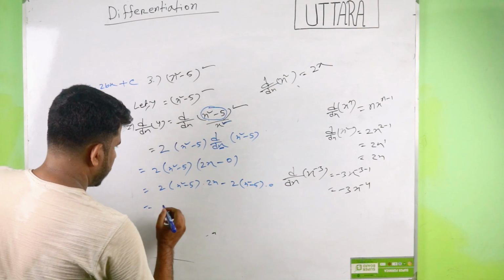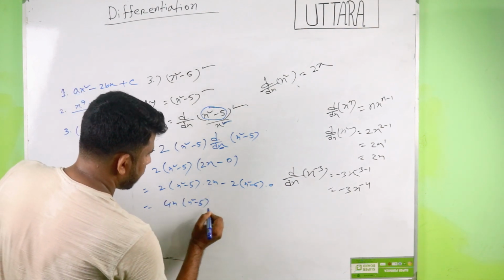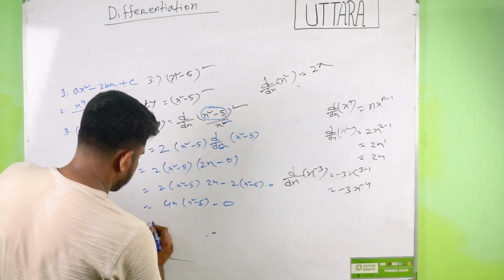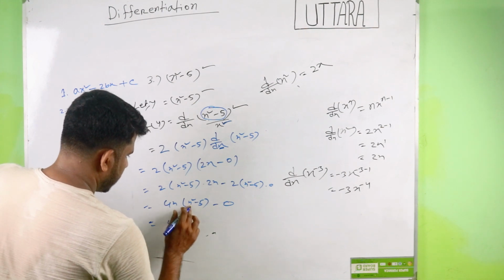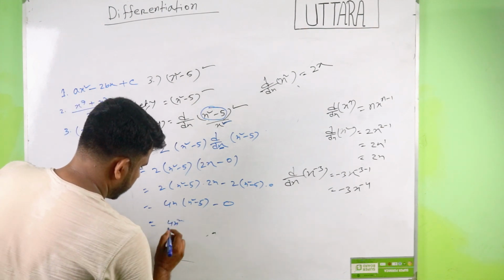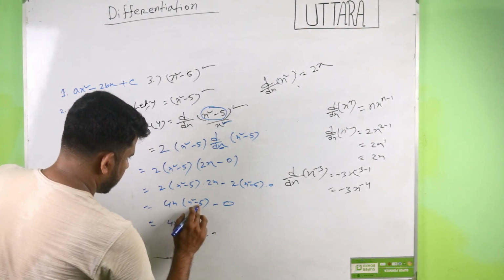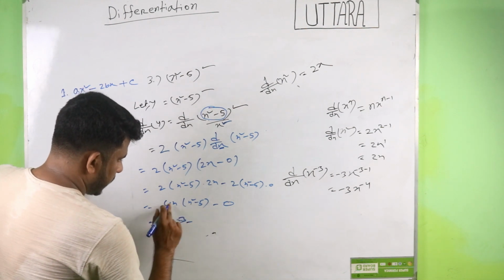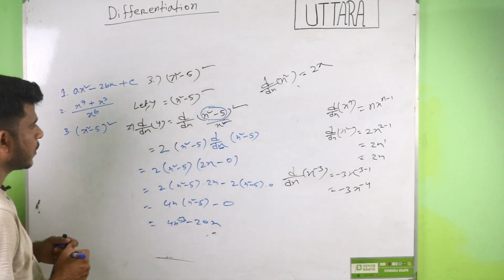So 2 times 2 is 4x times x square minus 5, and 0 multiplied with this term gives 0. So 4x multiplied with x square, we get 4x cube, and 4x multiplied with 5 minus, we get 20x. So this is the result of this problem.